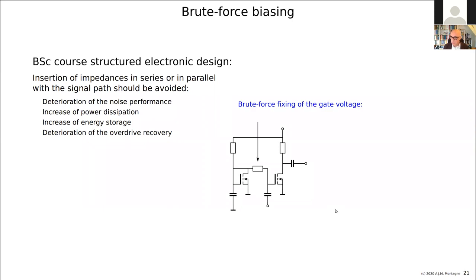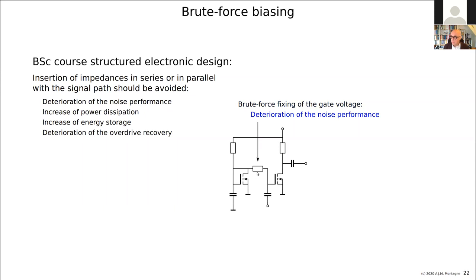Well, basically here we fix the gate to a certain voltage by just tying it to this voltage, but let's say this resistor is in parallel with the signal path. This is assumed to be a kind of voltage reference, and this is tied to a voltage reference so that we get the voltage at the gate. But if we make the resistor very small, it will of course influence the transfer here, but it will also evoke a noise current, a large noise current in parallel with the signal path.